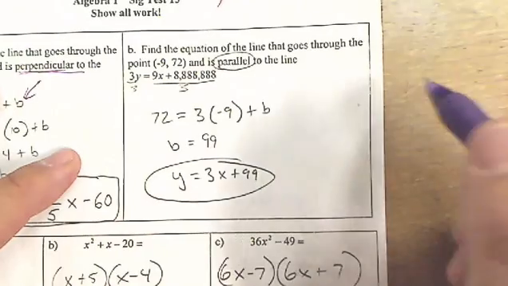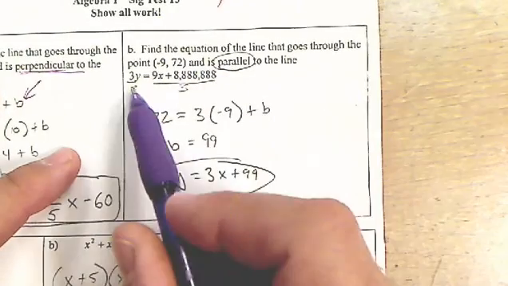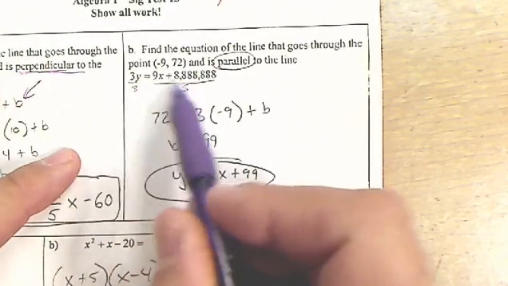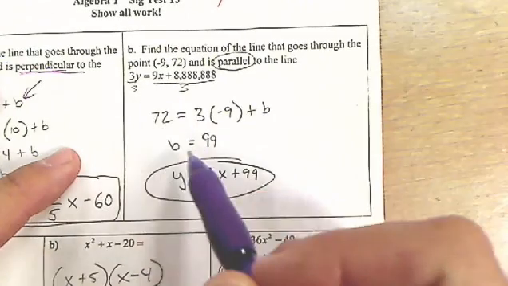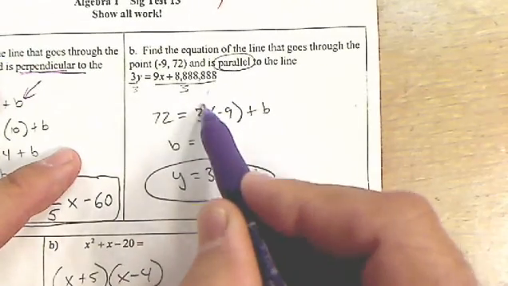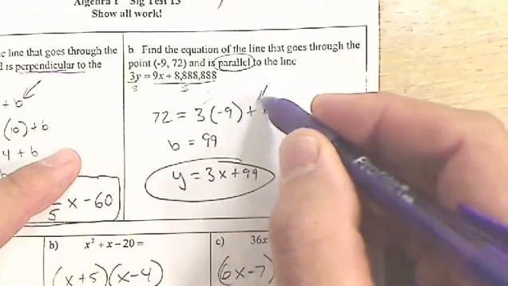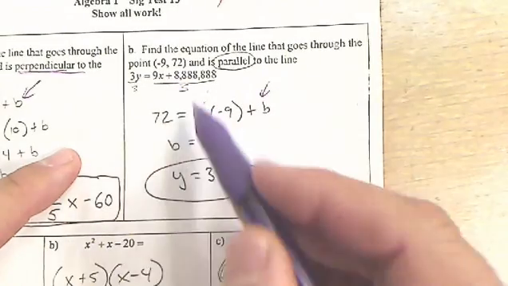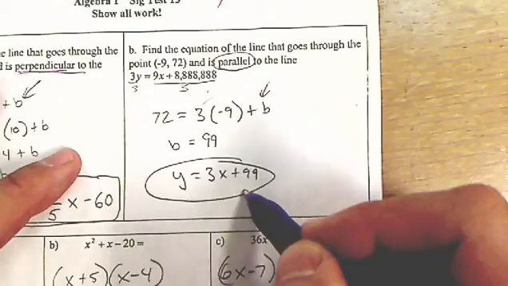Parallel is the easy one because it's just the same slope. So you look for the slope, divide by 3, and you get 3. So that's my slope. I don't know the y-intercept, so I plug in my x and my y, and I solve.